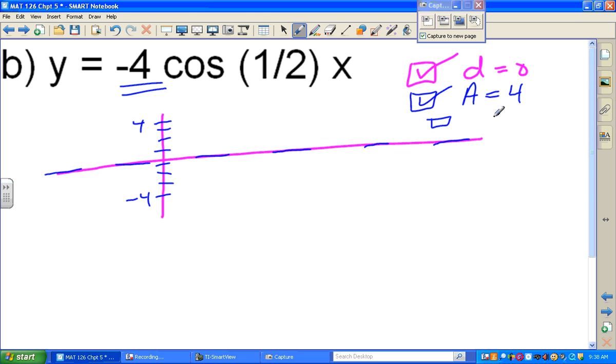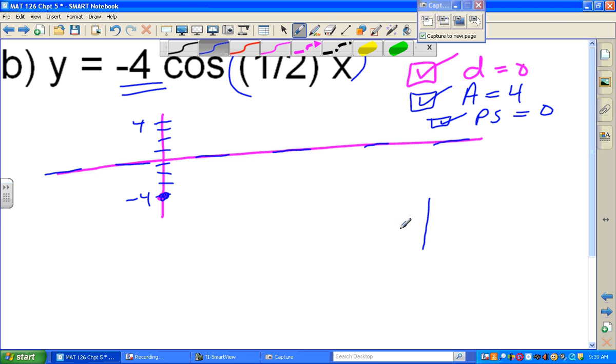What is the phase shift? Is it going left or right? My starting point. See right, so the phase shift is 0. So where does negative cosine start at? High, low, or on the axis? Negative cosine, where does it start at? On the -4. Yeah, it starts low. Right there.